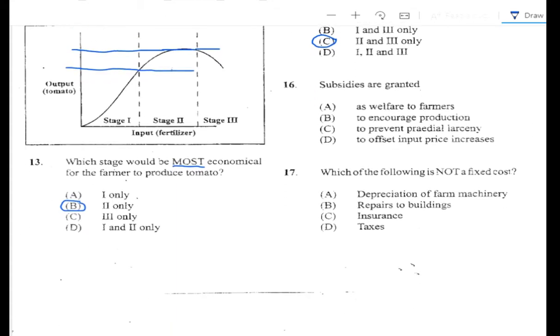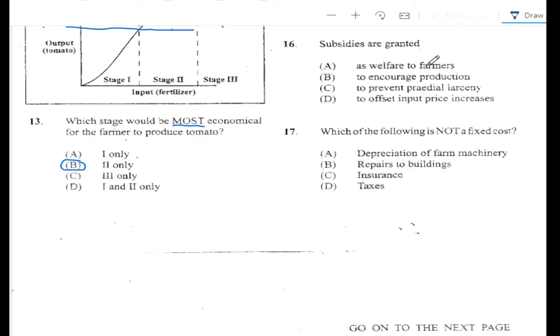Question number 16. Subsidies are granted A, as welfare to farmers, B, to encourage production. The answer is B, to encourage production. So the government gave subsidies or grants to farmers to help them to produce more.